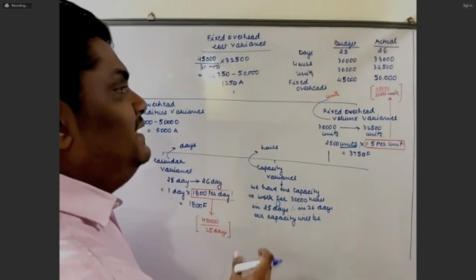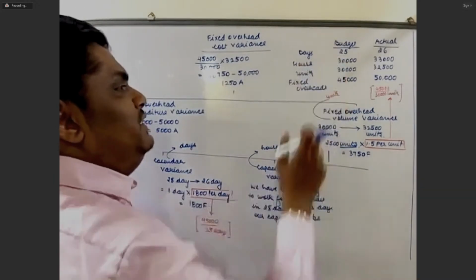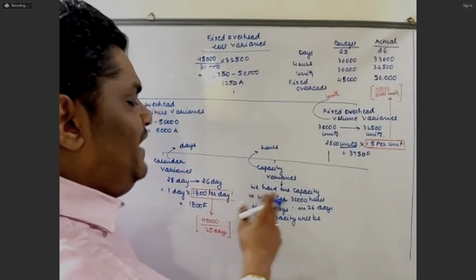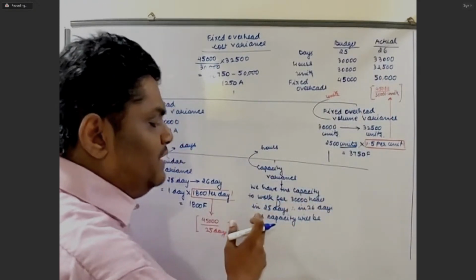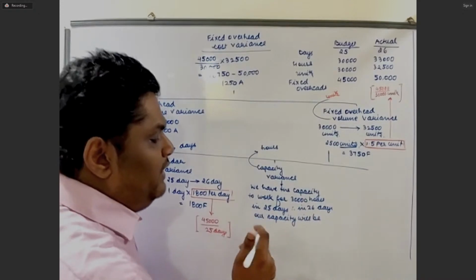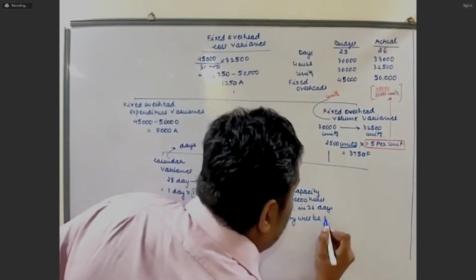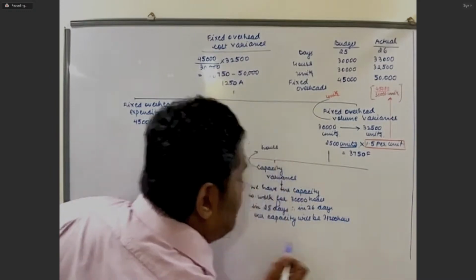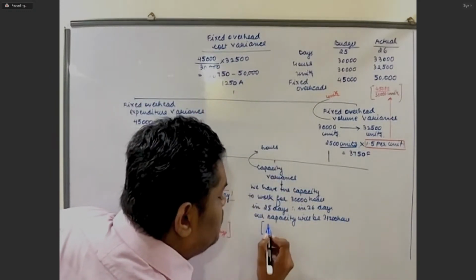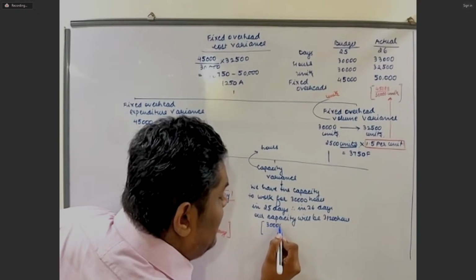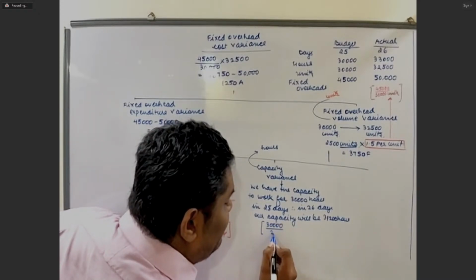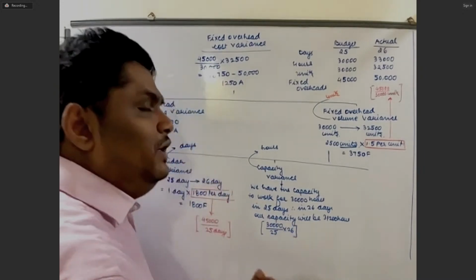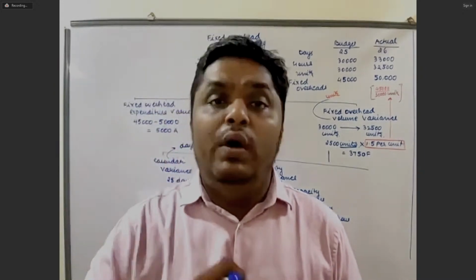We have the capacity to work for 30,000 hours in 25 days. So the actual days were 26. Therefore, in 26 days, our capacity will be how much? 31,200 hours. How come 31,200? 30,000 hours in 25 days. So in 26 days, we have the capacity to work for 31,200 hours.